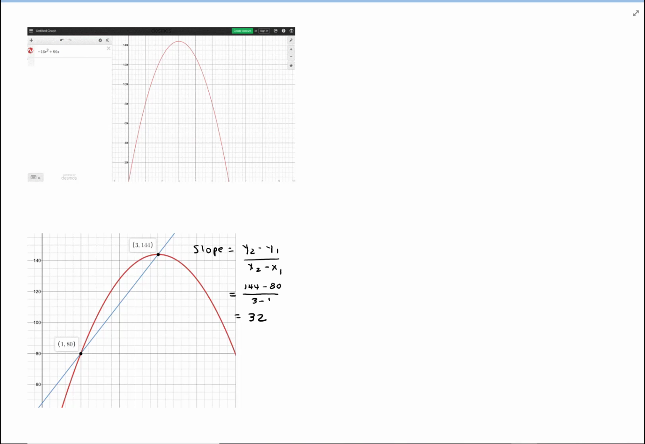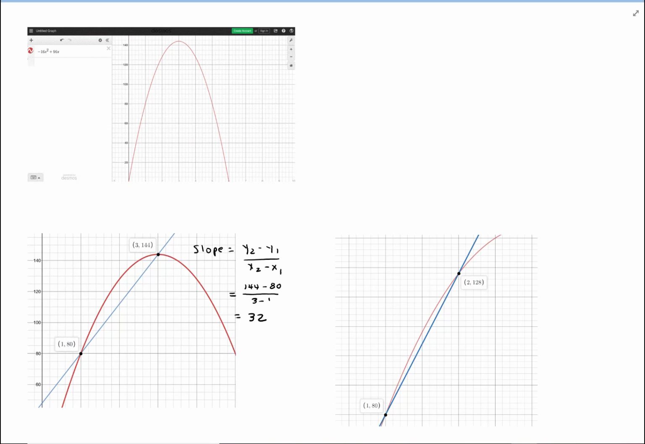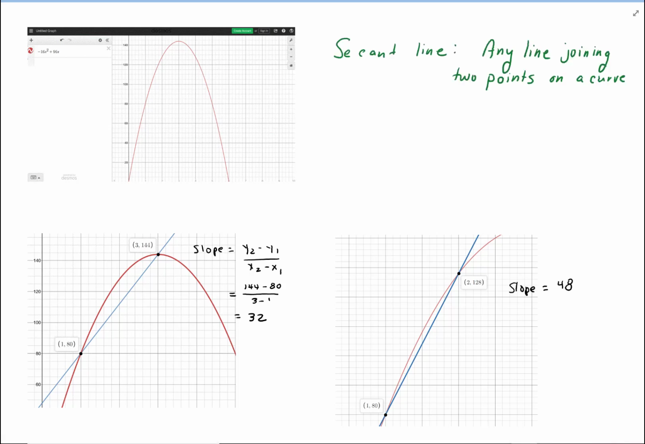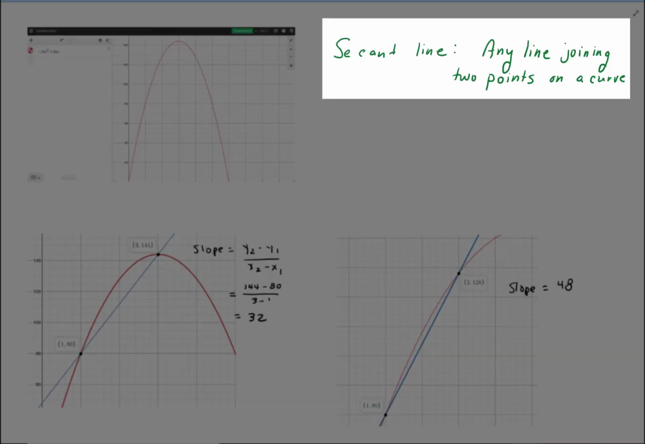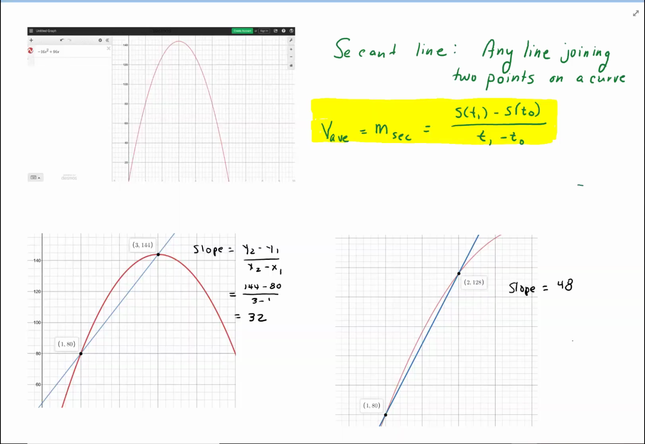Let's look at our second example. If I zoom in at the graph when t equals 1 and t equals 2, I find the same thing. If I calculated the slope, I would find it to be equal to the average velocity I found. I'm going to define what I mean by this line that goes through a curve at 2 points. That's called the secant line. In fact, I can now say that the average velocity, V average, is equal to the slope of the secant line. That's m subscript secant, and that is again s of t1 minus s of t0 divided by t1 minus t0.